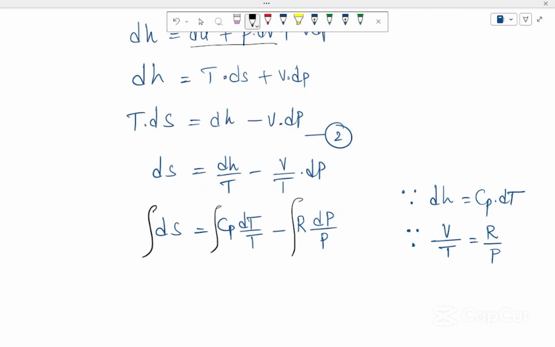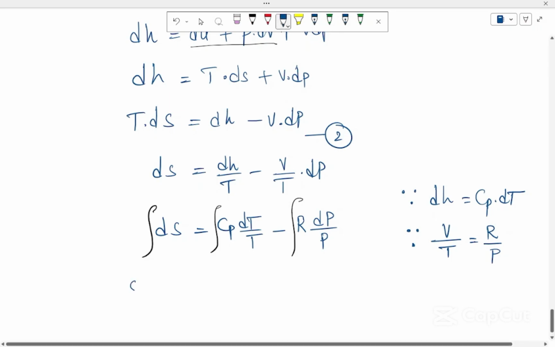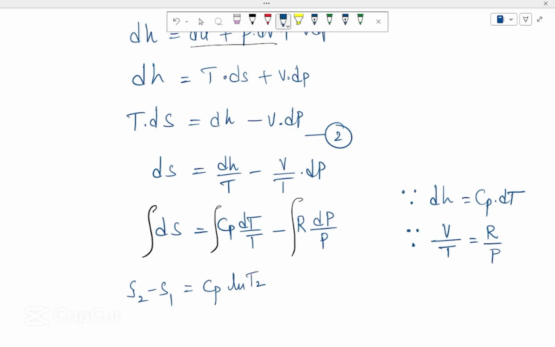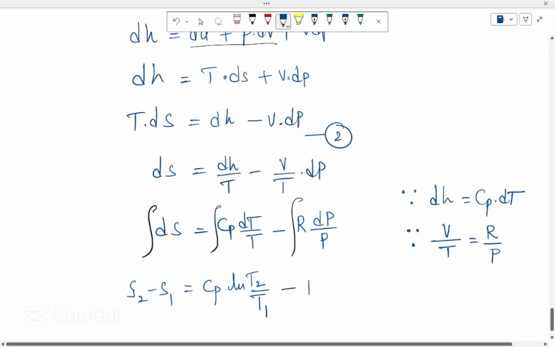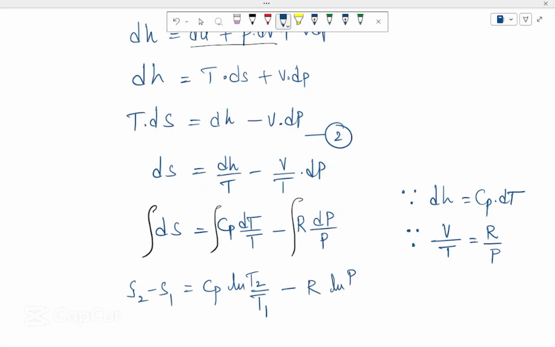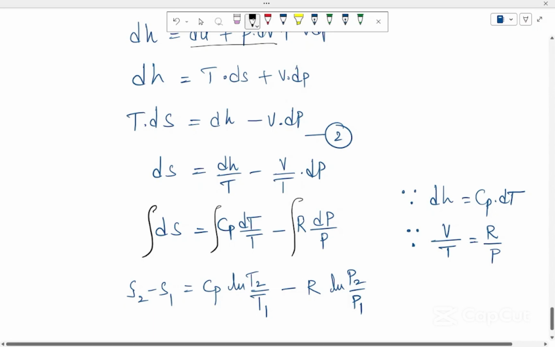I'll be getting S2 minus S1 expression here, which is equal to Cp into ln T2 by T1 minus R into ln P2 by P1. This is the expression that you got for your entropy change.